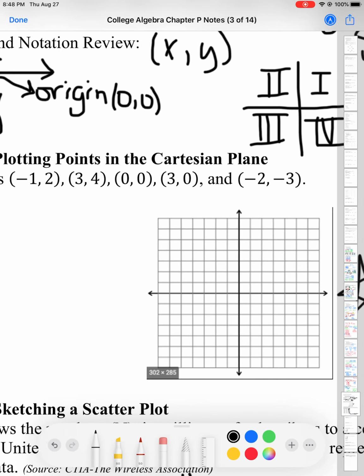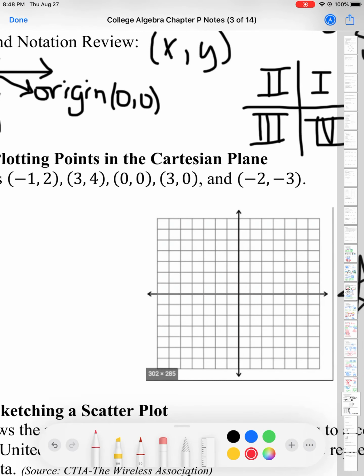So plotting points should be pretty easy for you. Negative 1, 2: we go 1 to the left, 2 up. 3, 4: we go 3 to the right and 4 up. 0, 0, we've already discussed. 3, 0 is going to be on the x-axis. And then negative 2, negative 3: we go 2 to the left and 3 down.